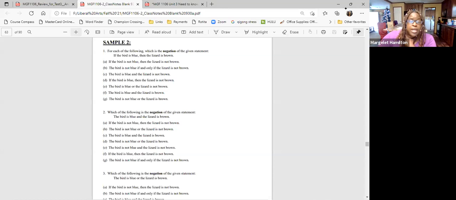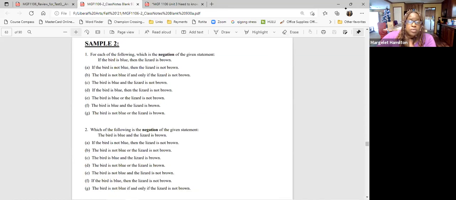In your book, you have two samples. We are going to do sample 2. You've probably already started your sample 1, hopefully. Now let's look at what it's going to look like. This is going to be a close representation of what's going to be happening on your test.